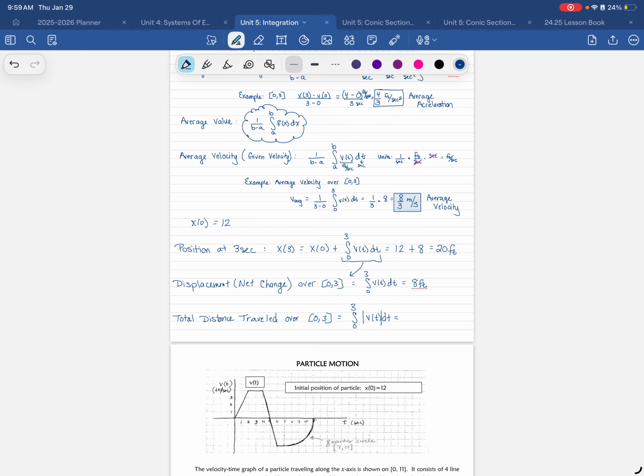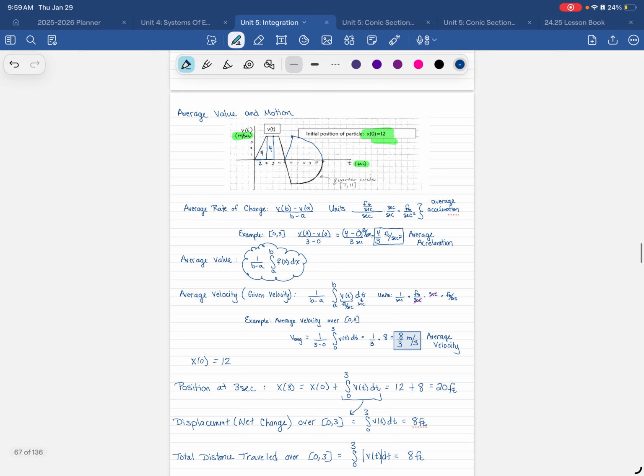And so for this one, because it was already all positive, we're still going to get 8 feet. But if we had gone from 0 to 9, then we would have had to take this whole negative signed area and just made it positive. And you'll do that in your next problem set. All right, so I hope that helps.